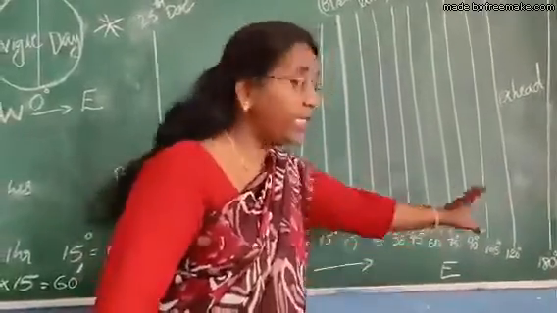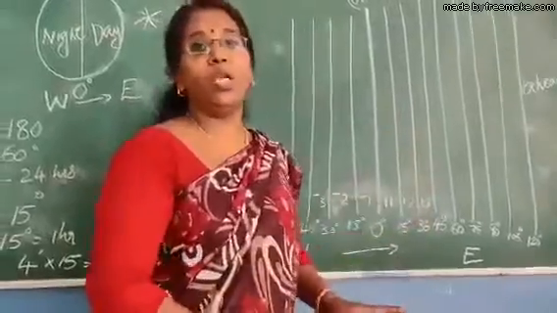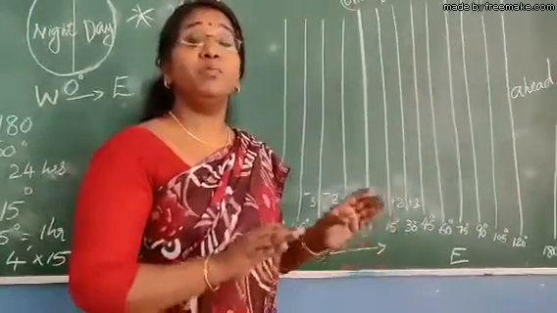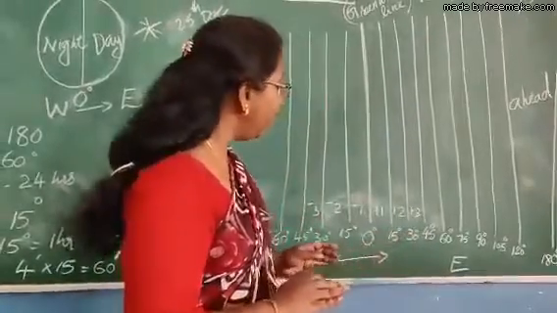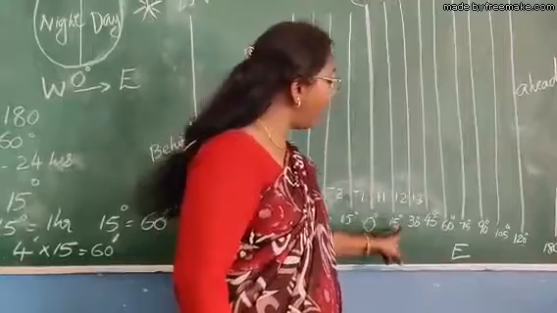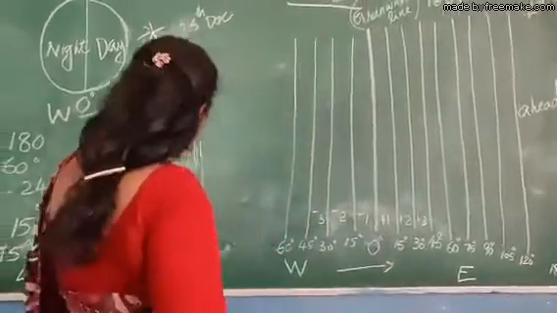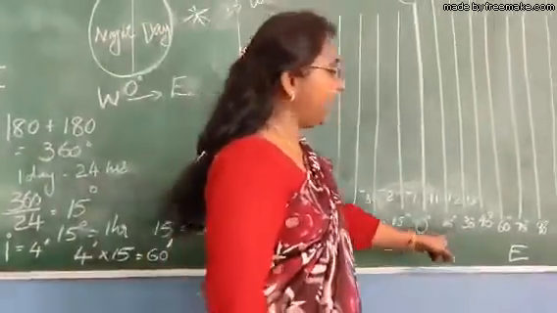So there are probably 180 longitudes. But it becomes so crowded and we don't need all the longitudes. We need only some important longitudes to calculate the time. Let's see which are those important longitudes. You see, we can draw the longitude at the interval of 15 degree. Why? Because we understood that 15 degree longitudes make 1 hour. So we will divide accordingly.